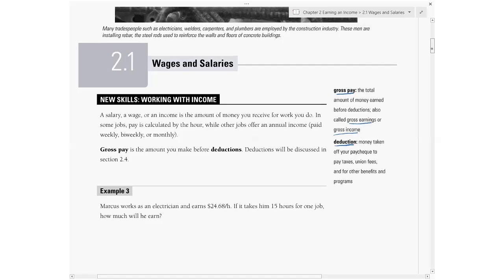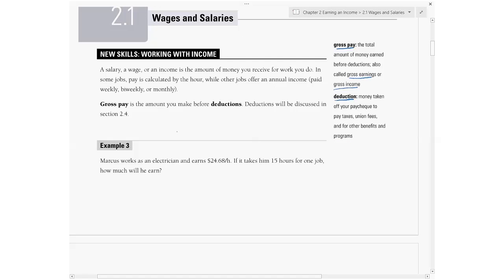So here in example 3, Marcus works as an electrician. He earns $24.68 an hour. If it takes him 15 hours for one job, how much will he earn? So we can do this a couple ways. We can do it as a proportion. So it would be 24.68 over 1 hour equals X for 15 hours. Or you can just think, well, 1 hour gets this, how much will it be for 15 hours? It's just a multiplication. So 24.68 times 15.